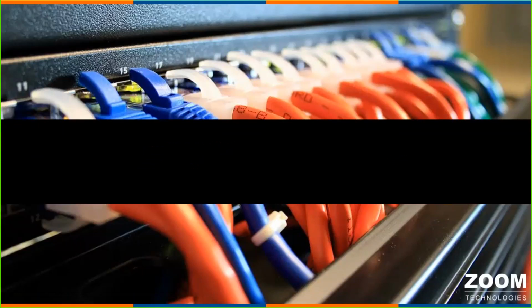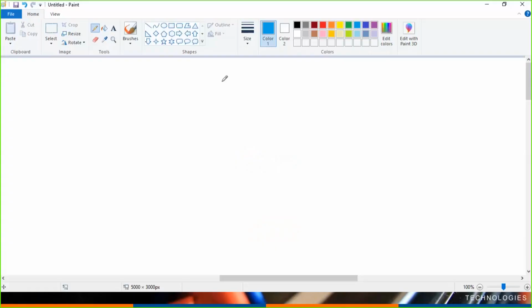Any more doubts in IPv4 addressing? Let's continue with IPv6 now, okay? IP addressing has two versions, IPv4 and IPv6. Now we are surviving with IPv4 only, but why is IPv6 required? What is the difference between IPv4 and IPv6?